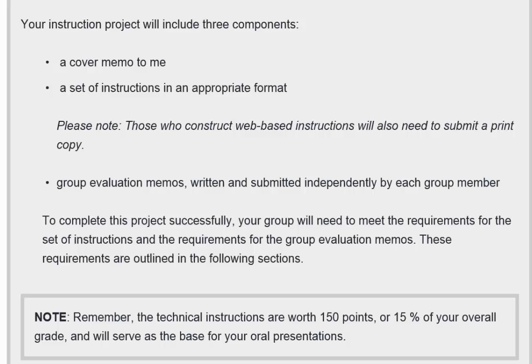Ideally, I would like to give every group member the same grade. However, I understand that sometimes one group member does the bulk of the work, sometimes one group member does almost nothing, and your grades should reflect the amount of work that you are each individually putting into this project.